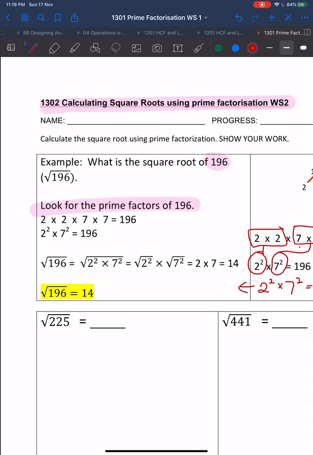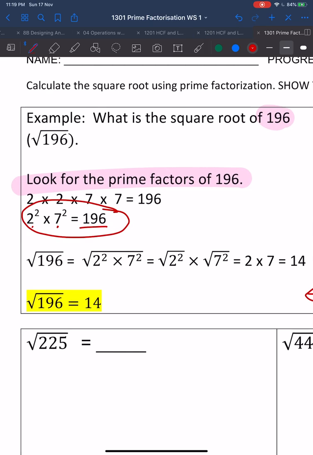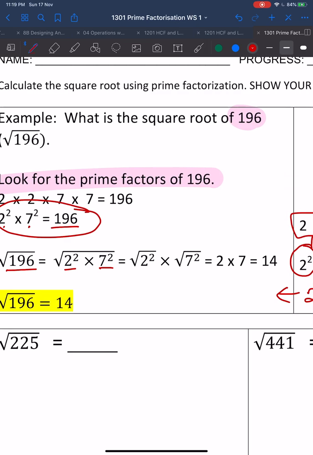Okay? Now, let's go back to the other side. Now, let me make this a little bit smaller. Since we know 2 squared times 7 squared is 196, we can rewrite square root of 196 into the square root of 2 squared times 7 squared. Okay? Now, we can write this as square root of 2 squared times square root of 7 squared.